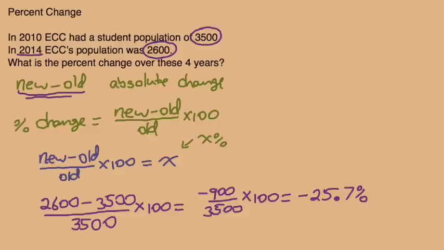Now the negative in this case has words associated with it. If you're typing it into Moodle though, you need to put the negative and the percent. If it was a written test, this would be a 25.7% decrease in value. But for Moodle's sake, online sake, this is the answer.